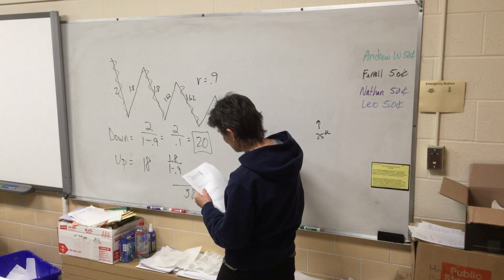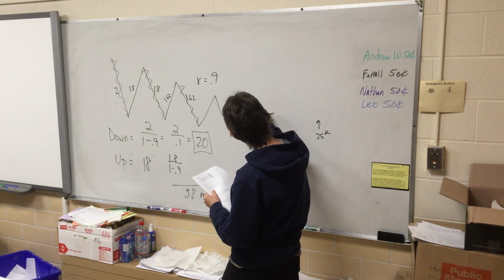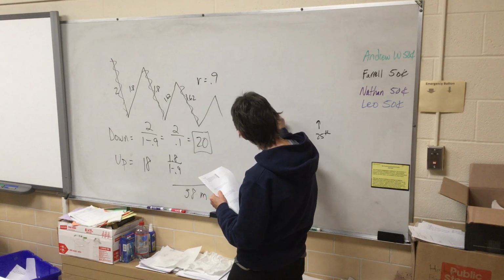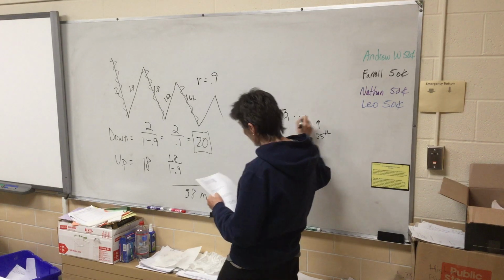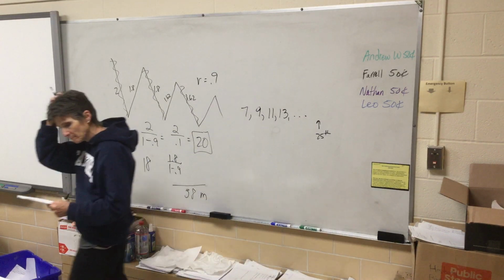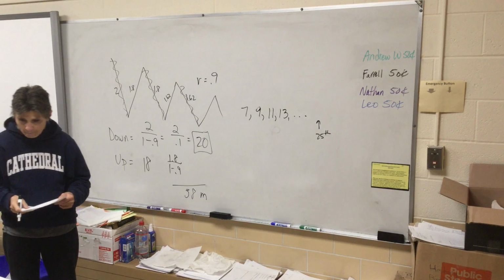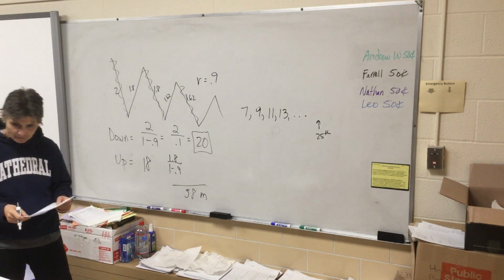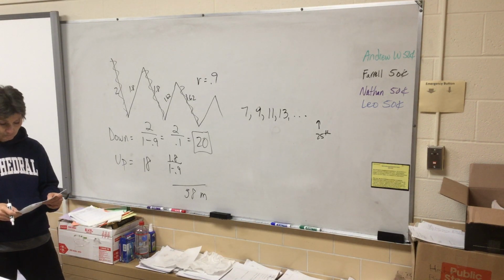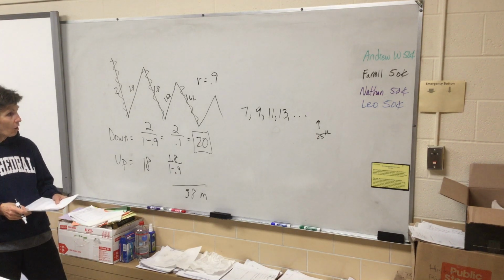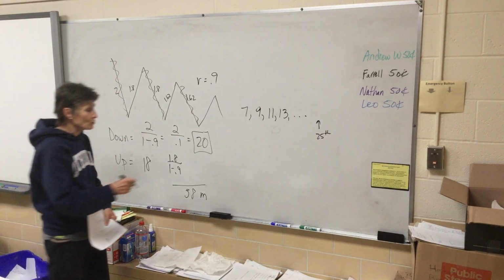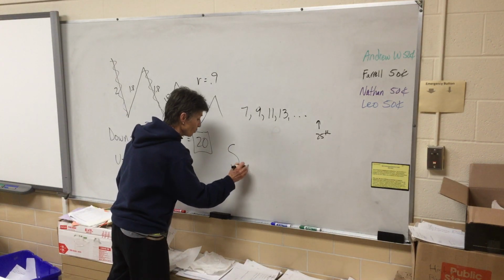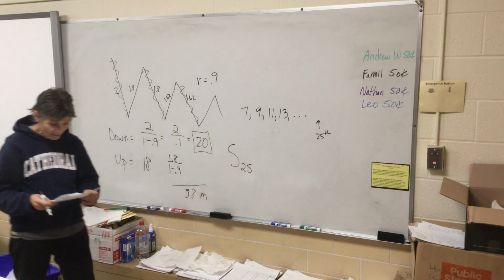So if the first row has 7, then the second row would have 9, and then 11, and 13, and so on. Is that how you understand the problem? So we want to know how many seats altogether. So don't I want to sum these, you guys? Don't I want to find the sum of those 25 rows?